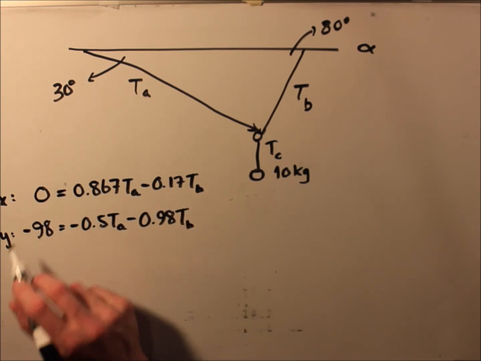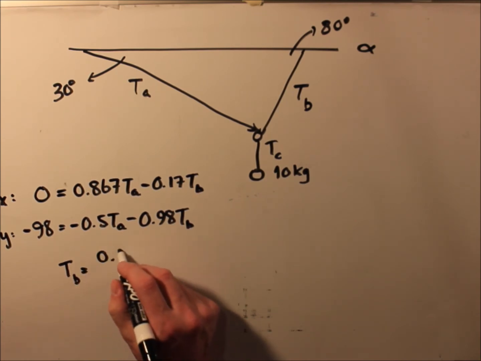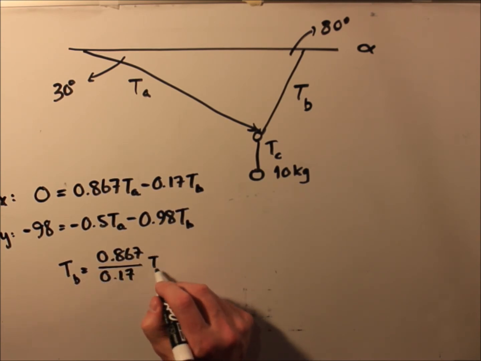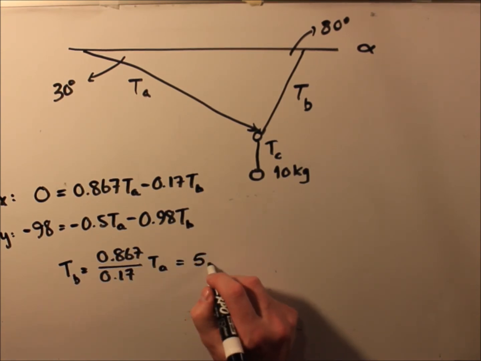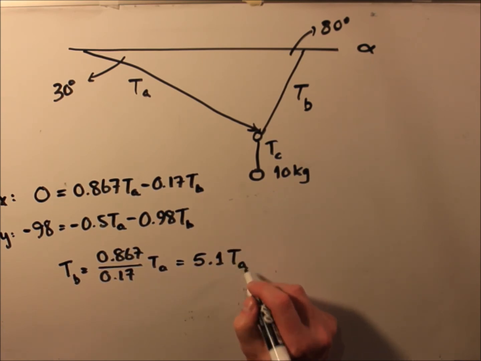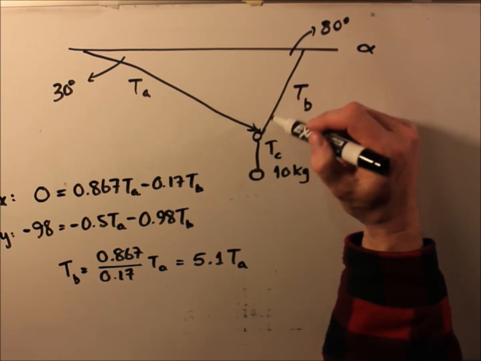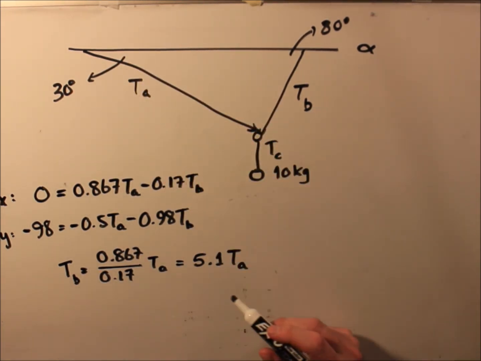We'll move this one over here, and we end up with Tb is equal to 0.867 divided by 0.17 Ta. And that then, with the calculation, is just fairly straightforward: 5.1. Now this makes some sense, because this is more vertical, and as such is probably going to carry more of the weight of this mass than this side stay is going to. So that's a bit of a clue to what's going to be happening here.